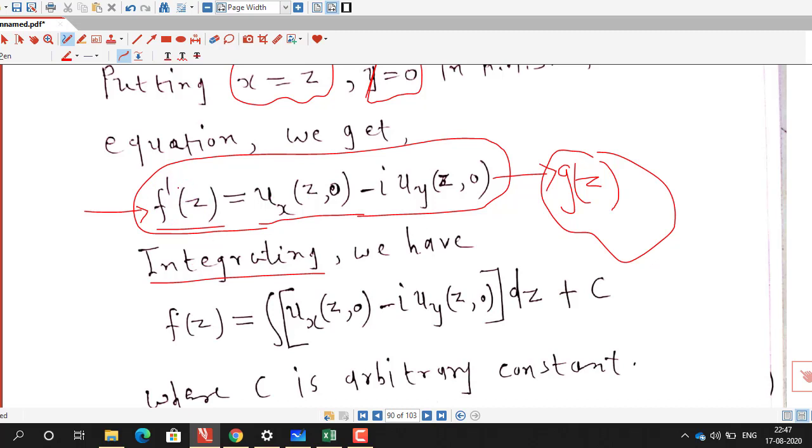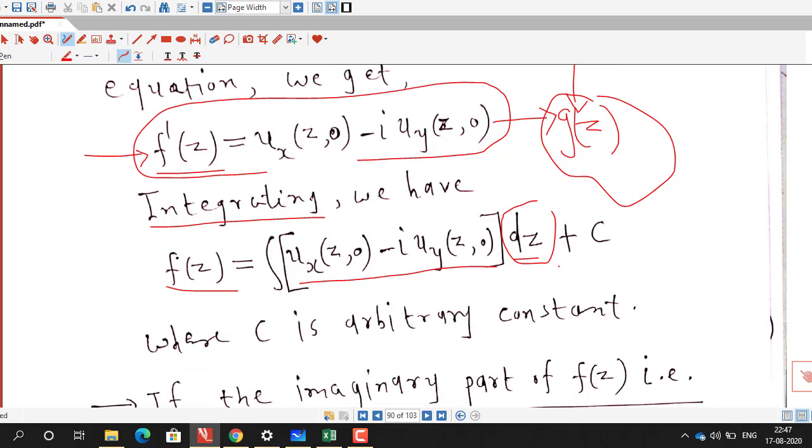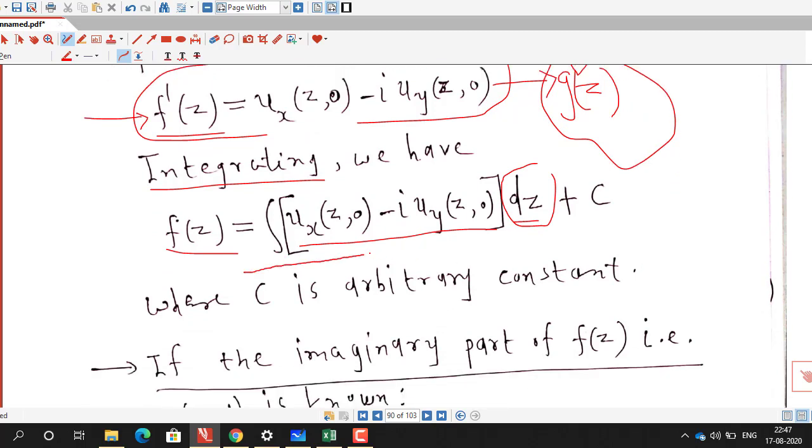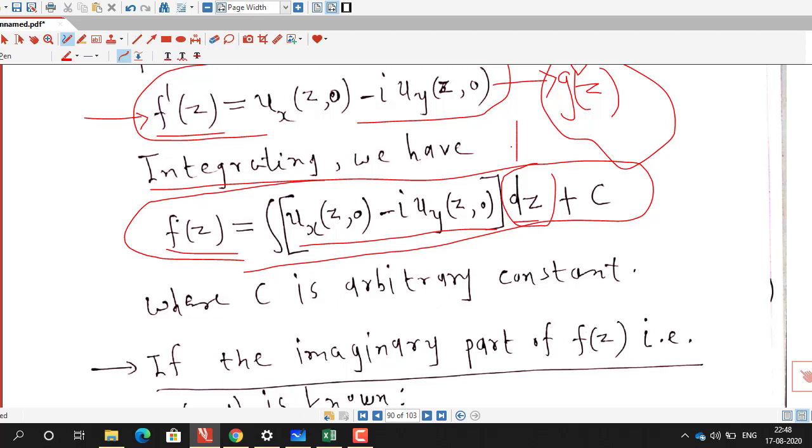The integration of f'(z) is f(z), so whatever we obtain on the right hand side, we have to integrate that function with respect to z. Because it is going to be a function of z, we can find its integration with respect to z. But keep in mind, we have not discussed complex integration before this, so you can see my lecture series on complex integration to find this integral, which is required to write f(z), the analytic function.